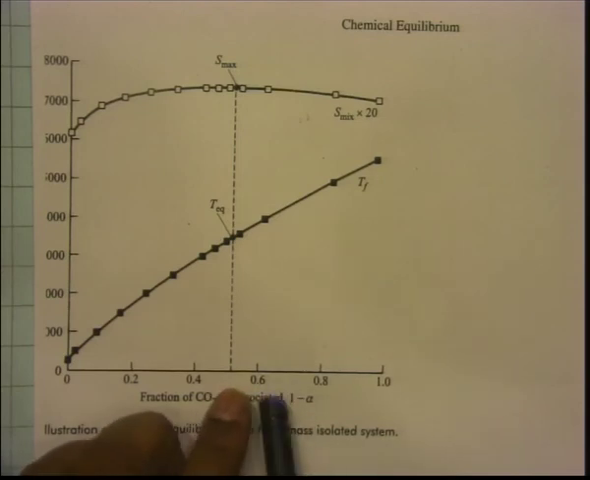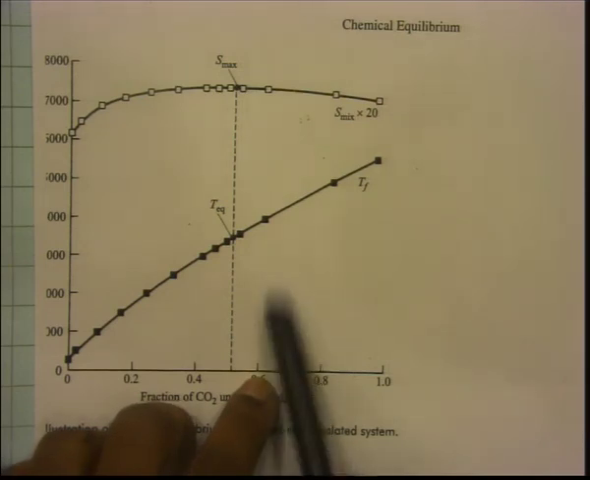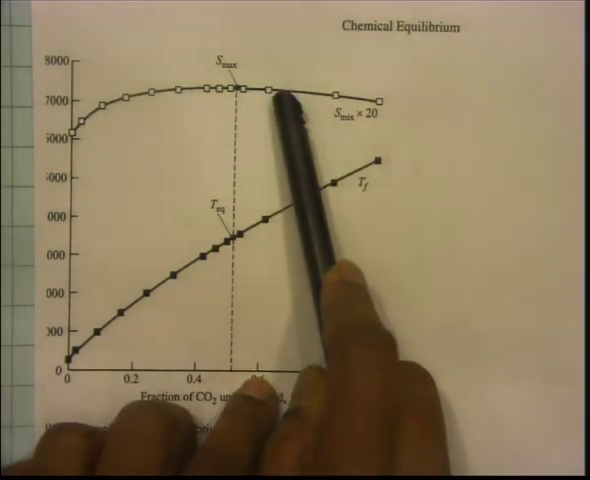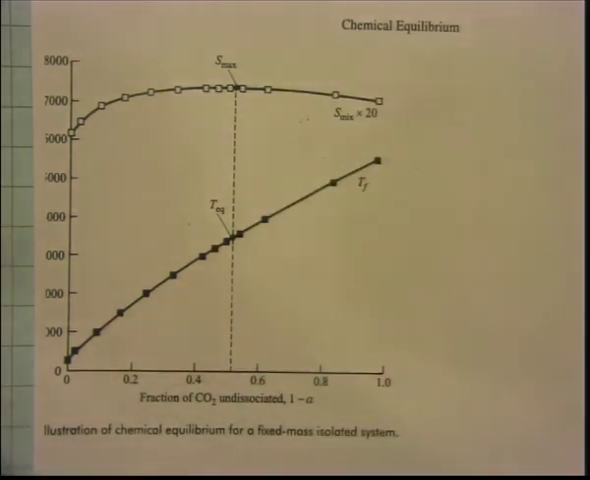So, you understand how this plot is made, right. Let us say you assume 1 minus alpha is 0.6, for that 0.6 you can calculate the mixture entropy. So, that gives you a certain S mix. Now, he has multiplied it by 20, otherwise the values are too low to show up on this plot, that is what it means.